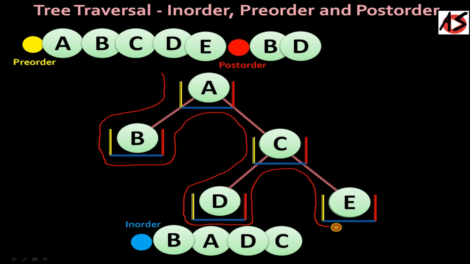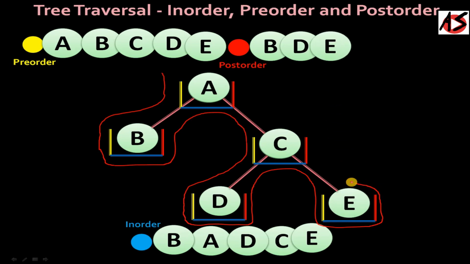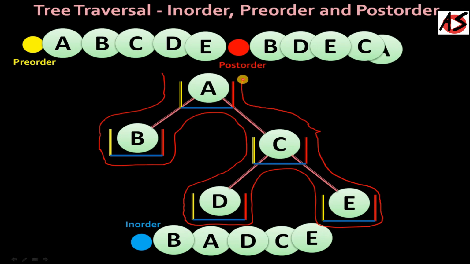Now we are touching the bottom. So copy E into the in-order list. Moving further, we are touching the red line. So copy E into the post-order list. Moving ahead, we are touching the red line, and that is C. So you have to copy the C into the post-order list. And moving towards the root node at the right side, we are again touching the red line. So copy A into the post-order list.